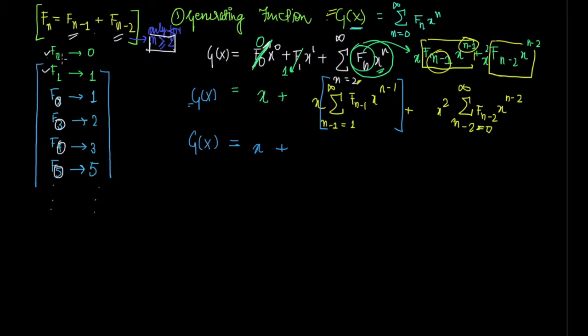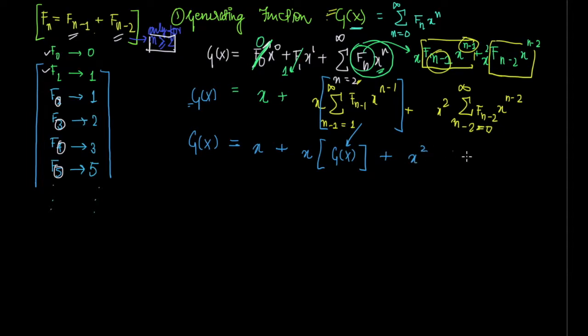It doesn't include the f0 term. But what is the value of that f0 term? Well, that's 0, so neglecting it really doesn't neglect anything. We're still working with g of x. So this is effectively g of x minus f0 x to the 0. But since f0 x to the 0 is 0, we're just left with g of x. Okay, so that's been sorted.